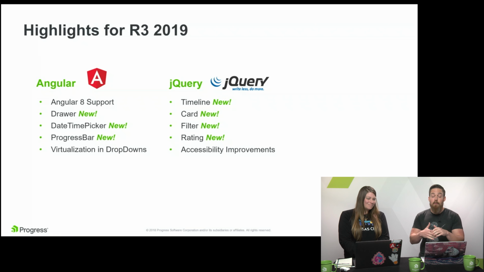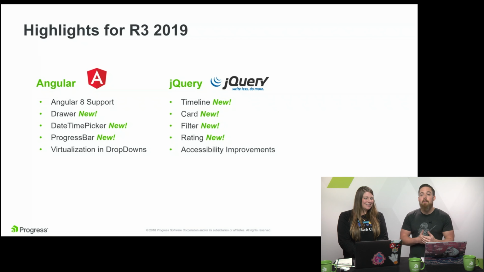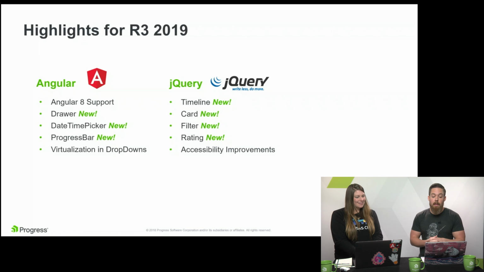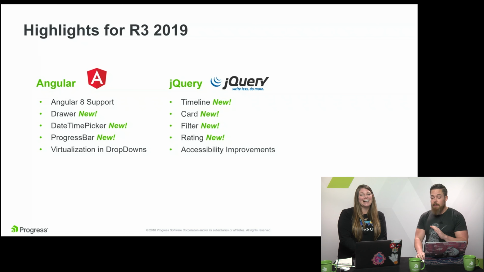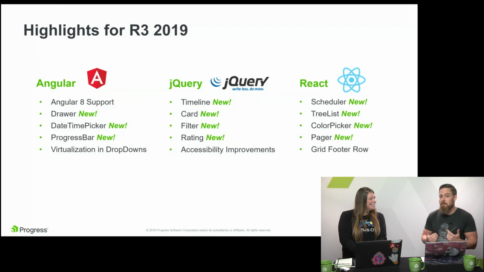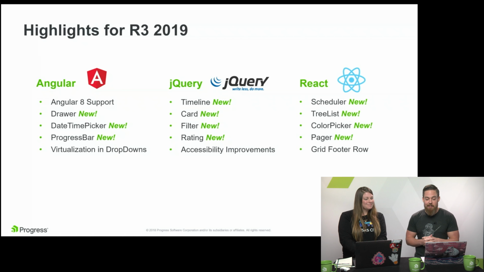Now on the jQuery side, we have a new timeline component, which is exciting, a new card component, a filter component, which is standalone outside of the filtering interface that we've had so far in some of our components, as well as a new rating component. And on top of that, we've done a ton of accessibility work to ensure that our components are as accessible as possible. There are so many new components this release. I know. It's incredible. Across everything that we have. I'm super proud of what the teams have been able to accomplish, and I'm excited that we can bring that to everybody here.